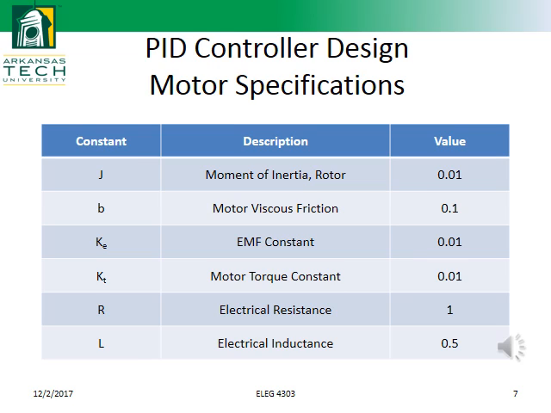Motor specifications for this analysis are going to be consistent with projects that we've done so far in class. So our J, our moment of inertia for the rotor, is 0.01. Motor viscous force B is 0.1. K sub E and K sub T, the EMF and the motor torque constant respectively, are both going to be set equal, at 0.01. The electrical resistance will be 1 ohm and the electrical inductance will be 0.5 henries.